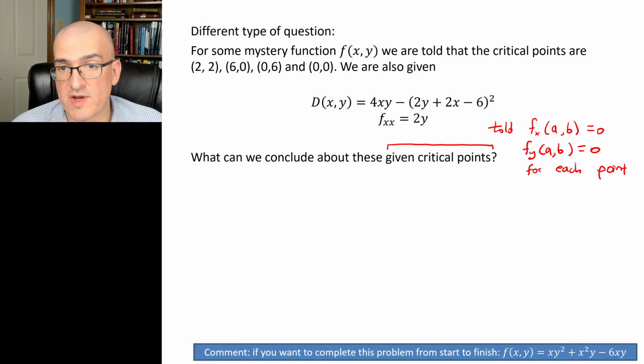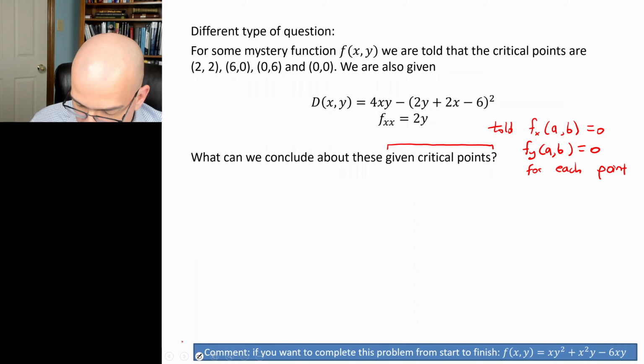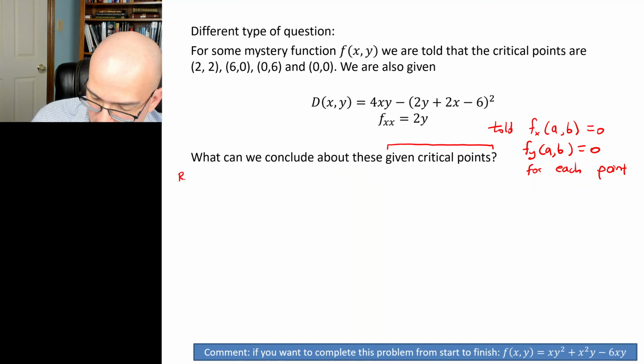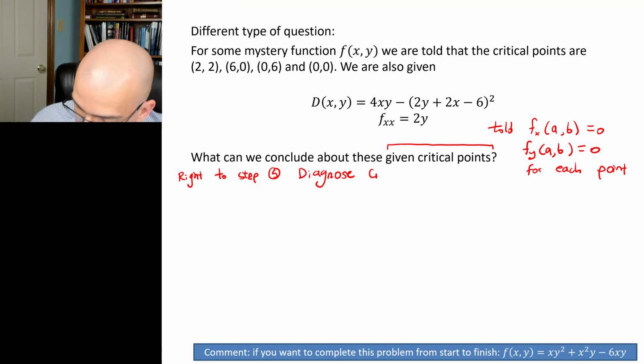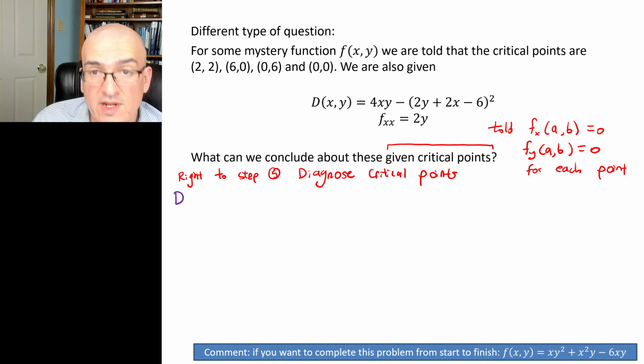If we weren't told that information, we just said, hey, here's some points, we couldn't answer this without having the first derivatives to make sure that they're critical points. All right. So we're skipping right ahead to, I forget my numbering, step 5. Steps 1 to 4 were done for us. Diagnose critical points. So we're going to plug each critical point into the diagnostic function that was given.